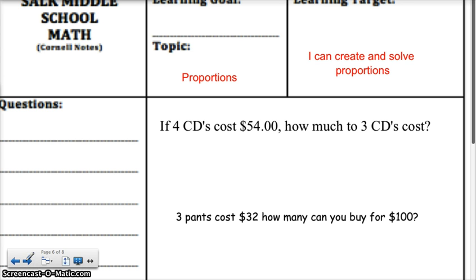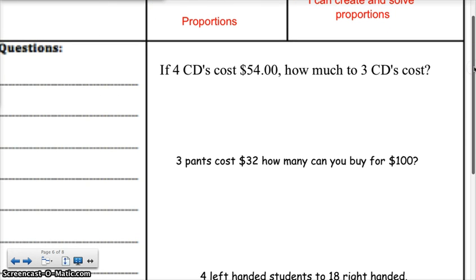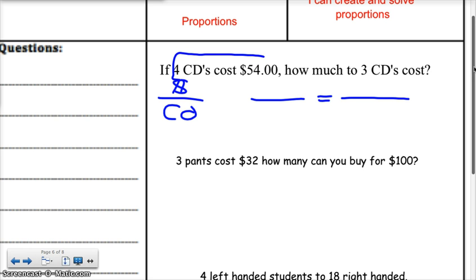Four CDs cost $54. How much for 3 CDs? I have dollars again. Dollar is to what? What's my other thing? CD. Dollar is to CD. Create my skeleton. And now I just line things up. I'm given my first relationship right here. Four CDs cost $54.